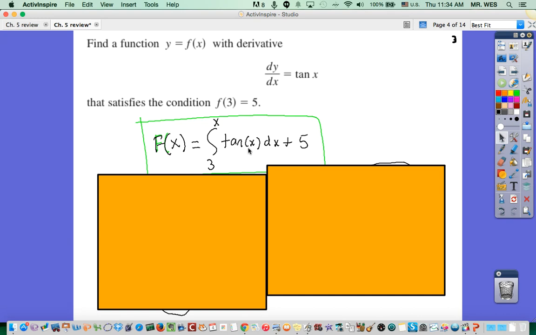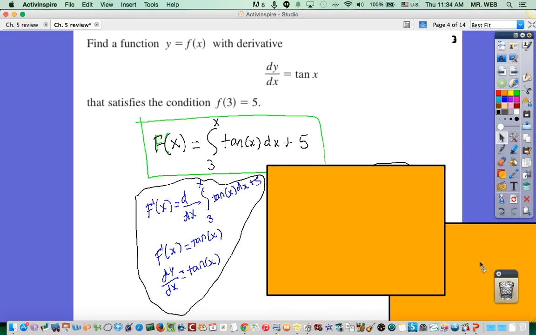So here's the final answer. So let's take a look at this. We want to find an f of x. So here's my f of x. The derivative of f of x has to equal tan of x. Now let's talk about why this works for the derivative being tan of x.